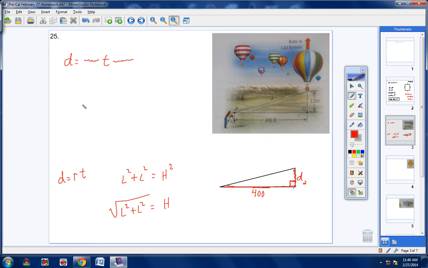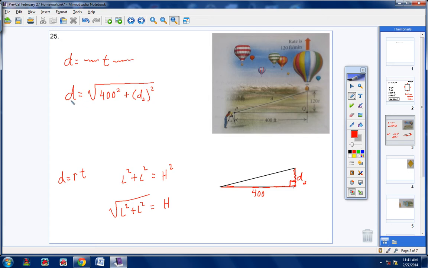is the hypotenuse. I could say that D equals, well, it equals this right here, the square root of 400 squared plus D subscript 2 squared. The only problem with using that formula is I want a D here and I want T's over here.